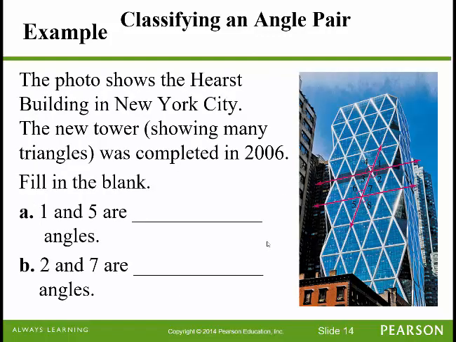All right, let's do another one. So classify an angle pair. The photo shows the Hearst building in New York City. The new tower showing many triangles here was completed in 2006. Fill in the blanks. So angles 1 and 5 here, notice that they're alternating because they're on opposite sides and they're exterior. And 2 and 7, they're interior and they're on the same side of the transversal. So we call 1 and 5 alternating exterior, because I said opposite on the outside, alternating opposite sides. And 2 and 7 are same side interior.